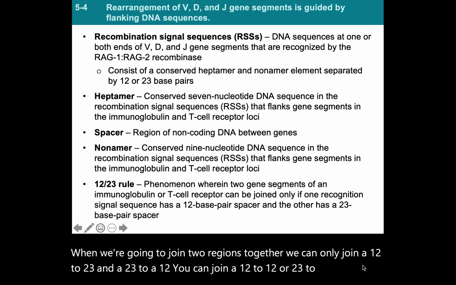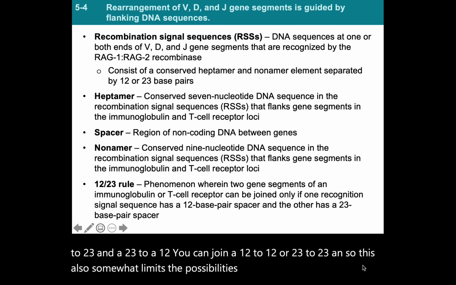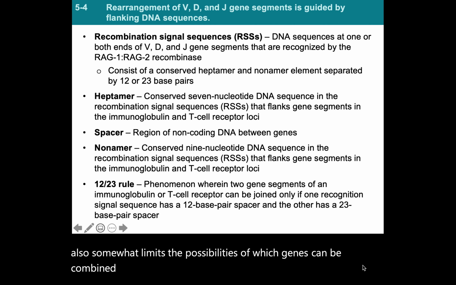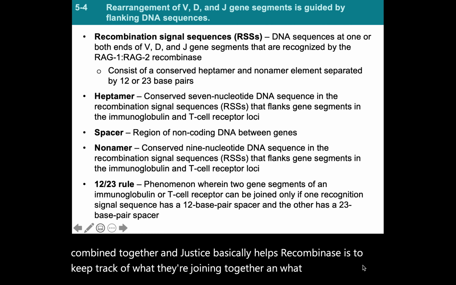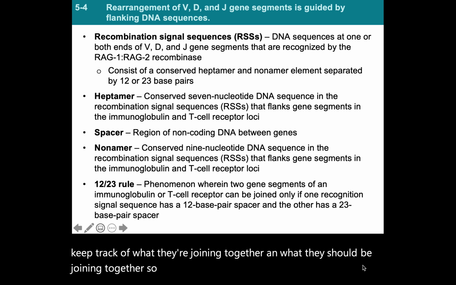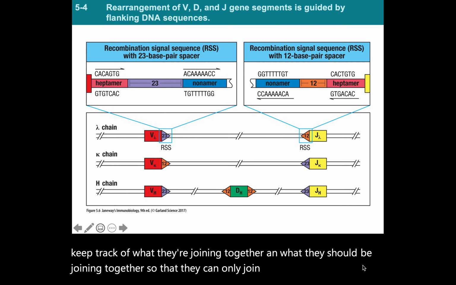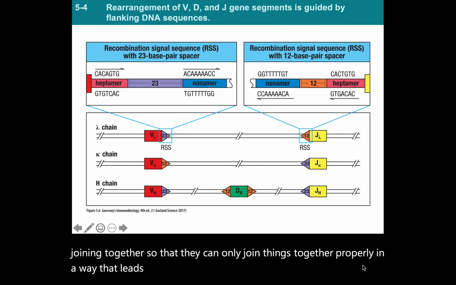And so this also somewhat limits the possibilities of which genes can be combined together, and just basically helps the recombinases to keep track of what they're joining together and what they should be joining together, so that they can only join things together properly in a way that leads to an authentic antibody.